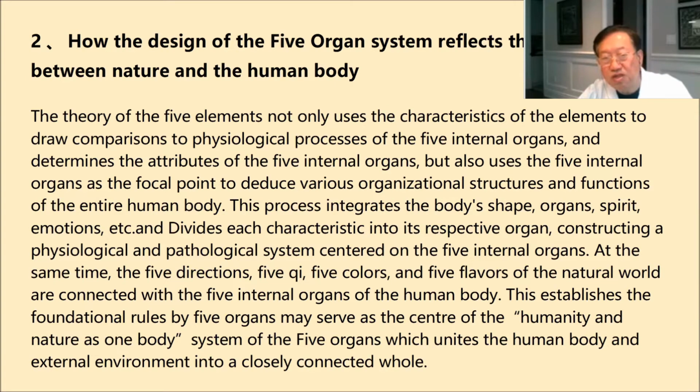At the same time, the five directions, five qi, five colors, and five flavors of the natural world are connected with the five internal organs of the human body. This establishes the foundational rules by which the five organs may serve as the center of humanity and nature as one body. System of the five organs, which unites the human body and the external environment into a closely connected whole.